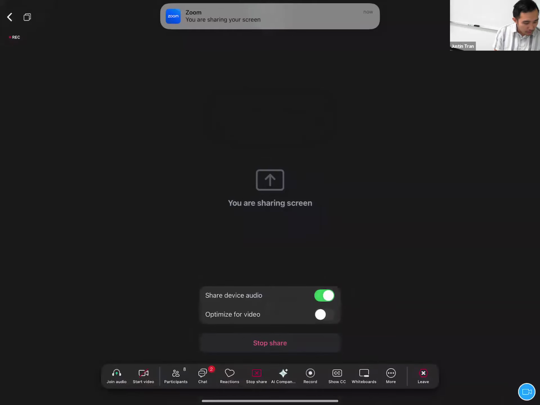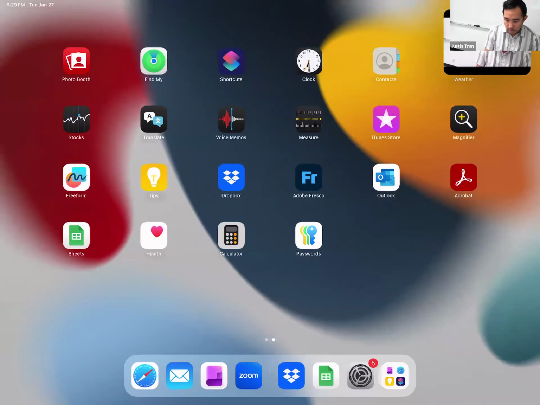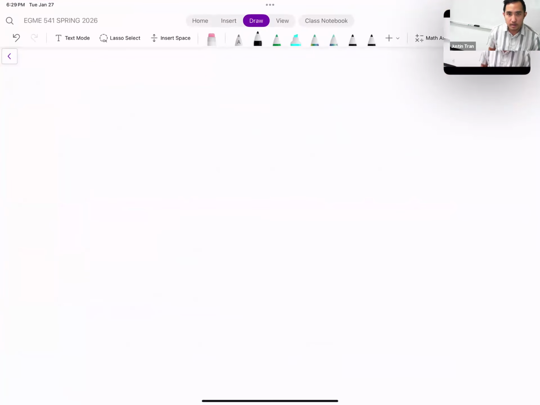Okay. So for the last 15 minutes, let's go ahead and introduce the concept of a truss element, and then we'll pick it up again on Thursday.